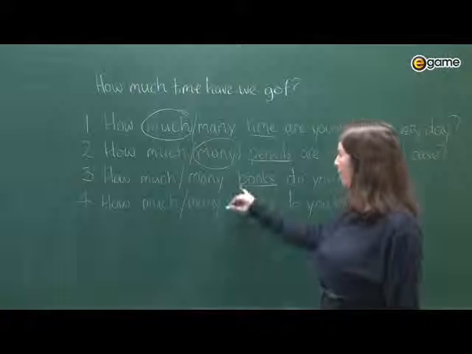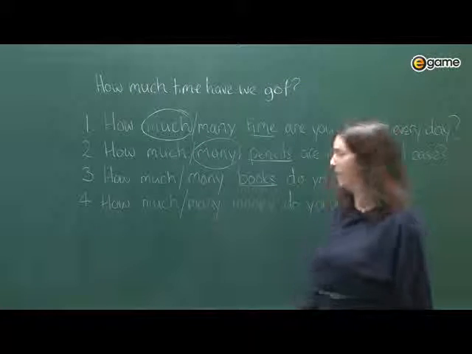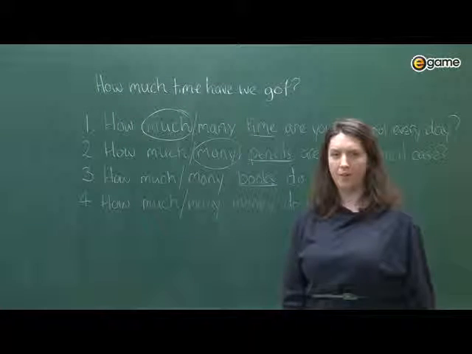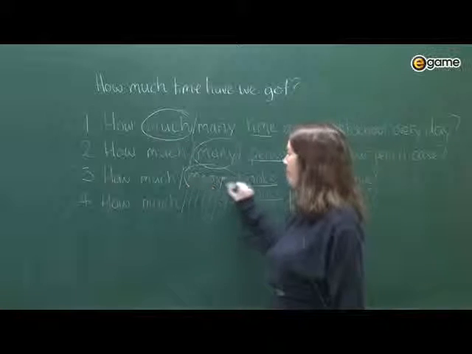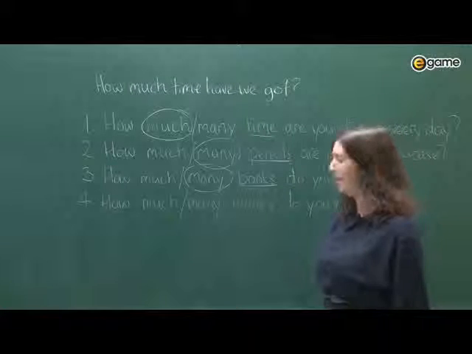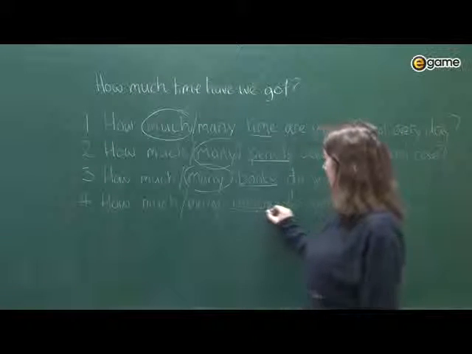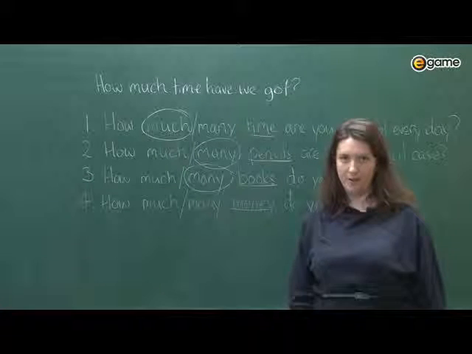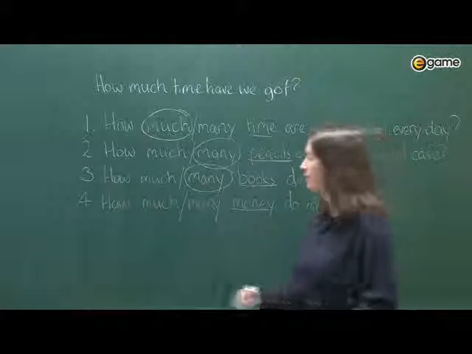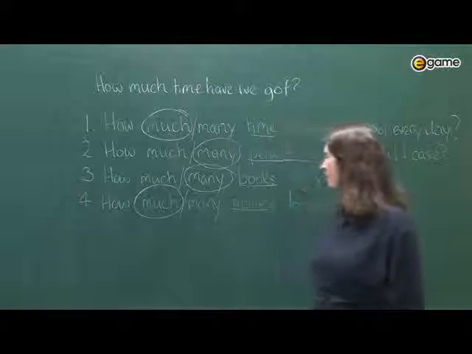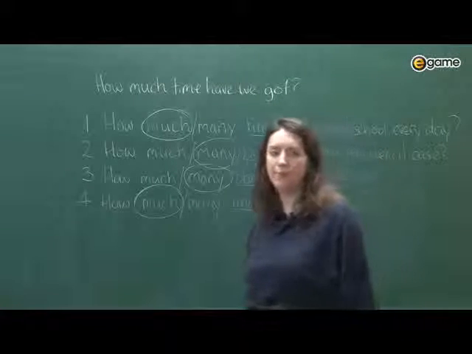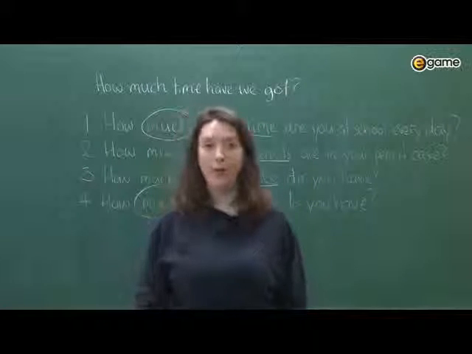Number 3. Books. The same as pencils. We can count them. We can put an S on the end. Countable, many. How many books do you have? And number 4, our noun is money. Uncountable, so we use much. How much money do you have? So there's how to use much and many when using questions.